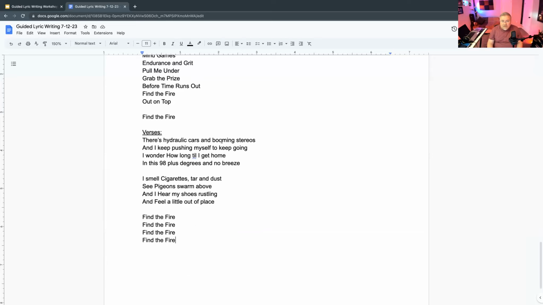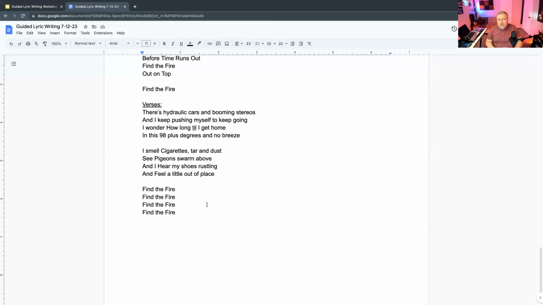Reading my verse, I said there's hydraulic cars and booming stereos, and I keep pushing myself to keep going. I wonder how long till I get home in this 98 plus degrees and no breeze. I smell cigarettes, tar, and dust, see pigeons swarm above, and I hear my shoes rustling and feel a little out of place. So moving directly into find the fire doesn't quite make sense, right? So I have to do one of two things: either add to the chorus or write a pre-chorus that bridges the verse to this chorus. So in my mind, I'm thinking maybe a couple line little pre-chorus.